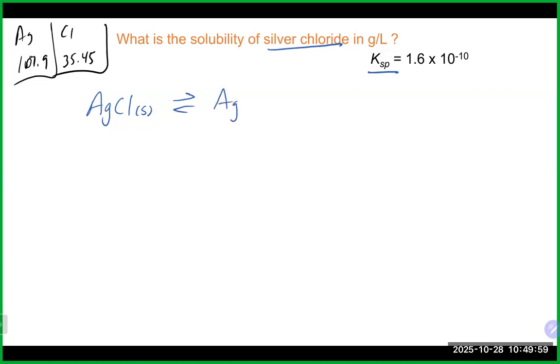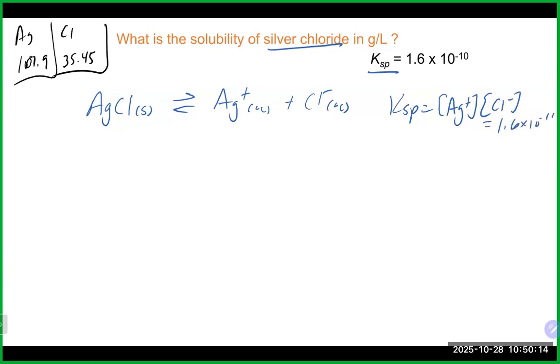So we will have silver and chloride, which it would break apart into. This gives us a KSP expression of our products, silver times chloride, which equals 1.6 times 10 to the minus 10. In this case, we would do an ice table. Initially we have 0, 0, change plus S and plus S. That means at equilibrium we've got S and S. Any questions on the table there?